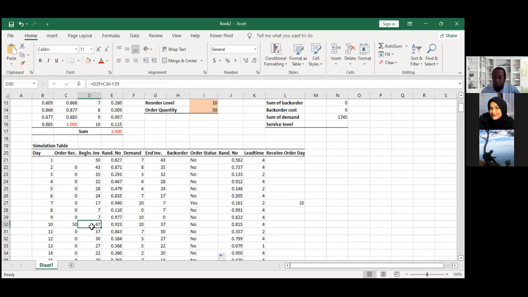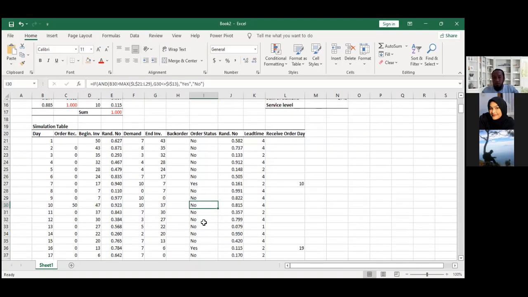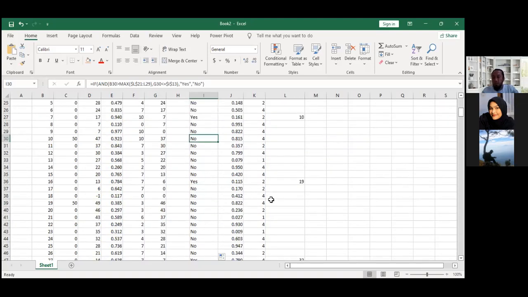Okay, so please imagine, when I ask you to modify the formula into the lost sales case, I think you can do that. Okay, student, and this is the beginning inventory. The demand is 10 from the simulation, and then at the end the stock is 37 and so on. So the order status is no. This one you can check by yourself.